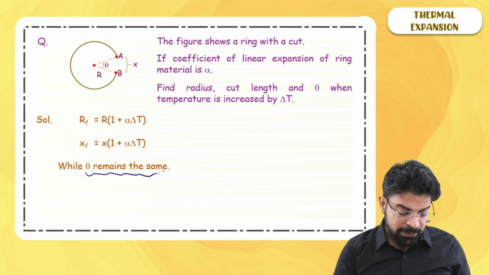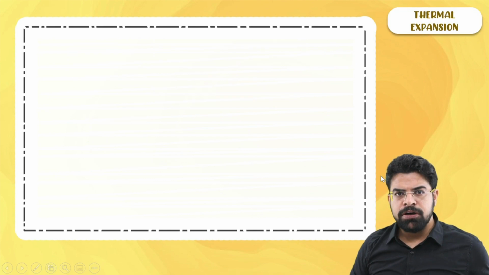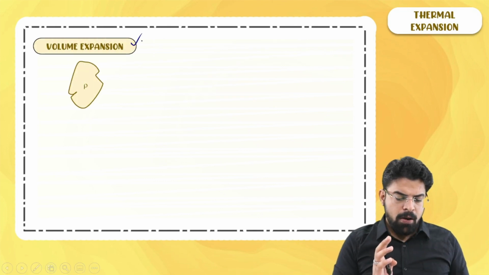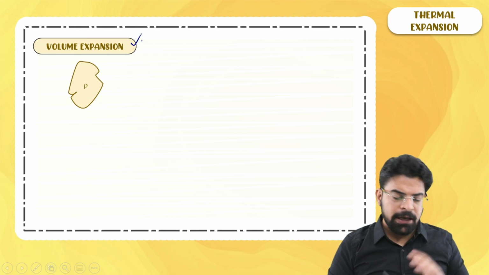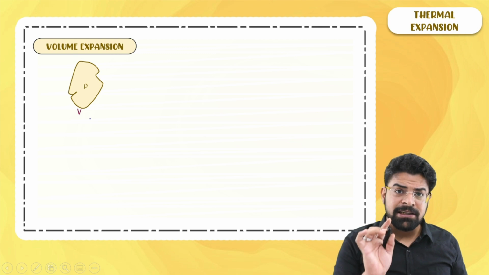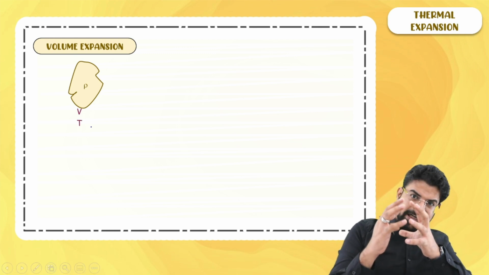So theta will be same as the geometry does not change. So now it's time to talk about volume expansion. Think of a three-dimensional object, and let's say this object has density rho and volume V, and this is the thing at temperature T. When you heat up, the object expands.